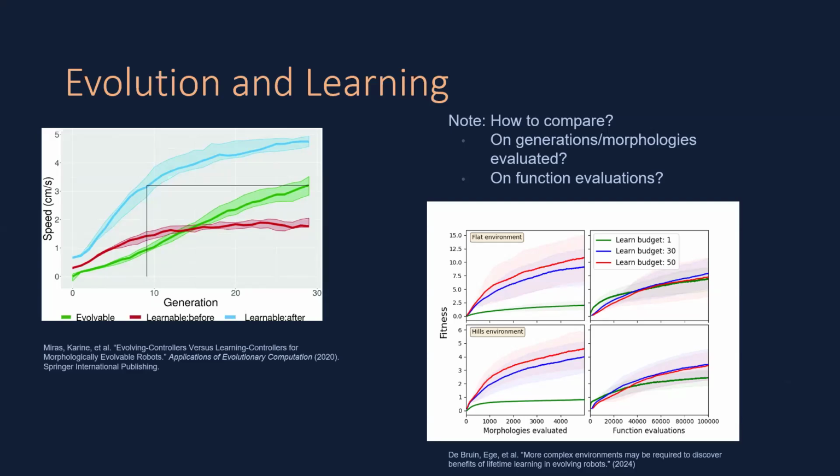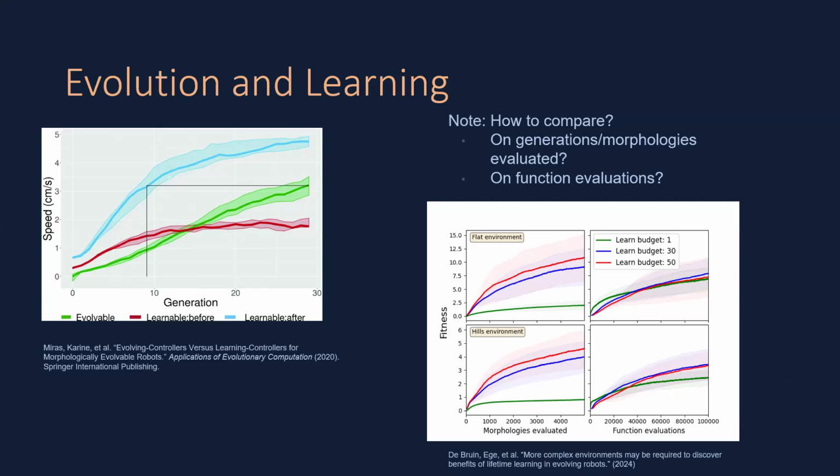And you can see that over generations or over morphologies tried, the performance indeed increases much more than without learning. However, it is important to know how to compare the two situations. In one case, you might want to compare on generations or on morphologies evaluated. And this makes sense if you want to do it in real life, for example, where building a robot takes half a day and evaluating a robot takes maybe 30 seconds.